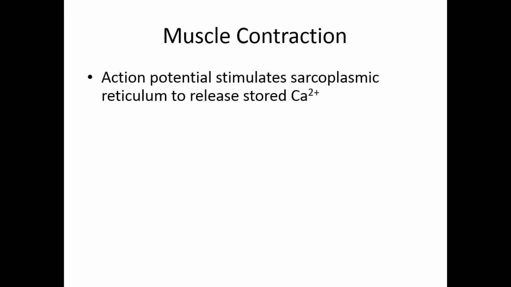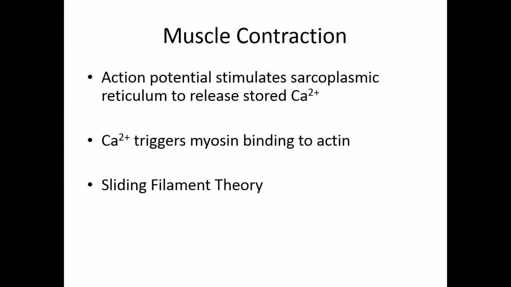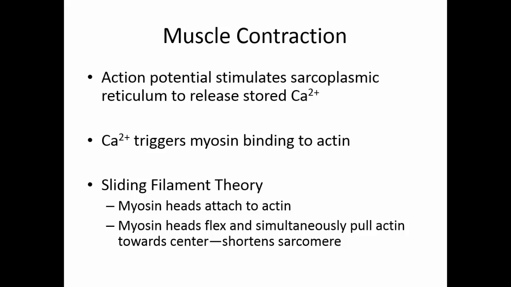So that action potential going down stimulates the sarcoplasmic reticulum. We release calcium. Calcium is responsible for myosin being able to bind to the actin molecules. Once we have the myosin binding to the actin, those myosin heads attaching to the actin, because the myosin heads have been cocked, they've been charged by the breakdown of ATP, they're going to make what's called a cross bridge. And then they're going to flex, and as they flex, they're going to pull the actin toward the center. This is going to shorten the sarcomere.